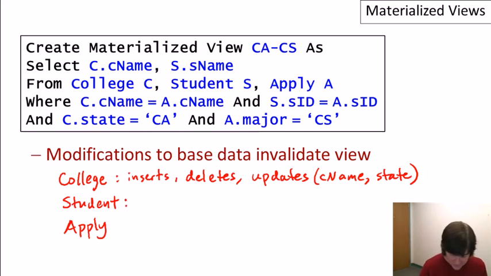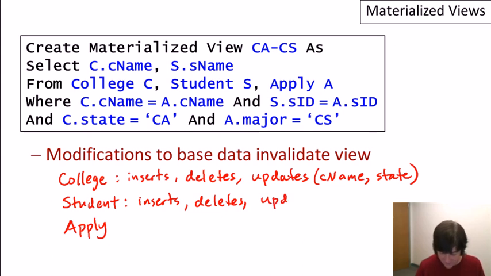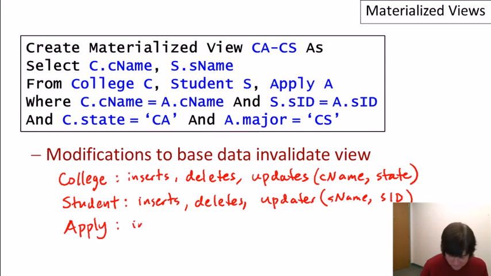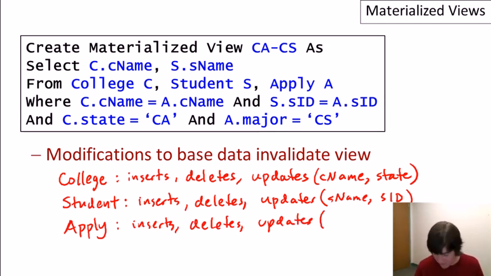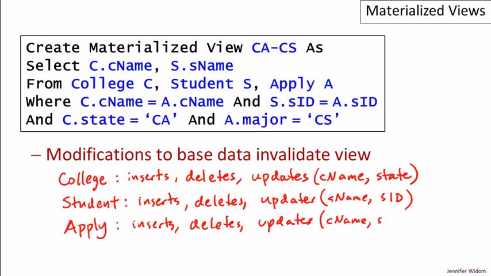For the student table, again, inserts to student could affect the view if we already have an apply tuple and a college tuple that it matches. Deletes could certainly affect the view, and again, updates. In this case, the attributes that are referenced from the student table are the student name and the student ID. And finally, apply, again, is the most likely one to have modifications that would affect the view. Inserts, deletes, and again, updates, and here the set of attributes that are relevant are the college name, the student ID, and the major.